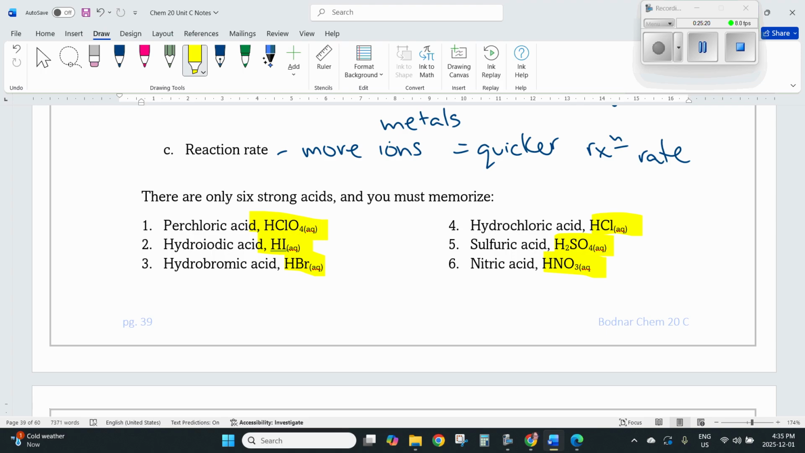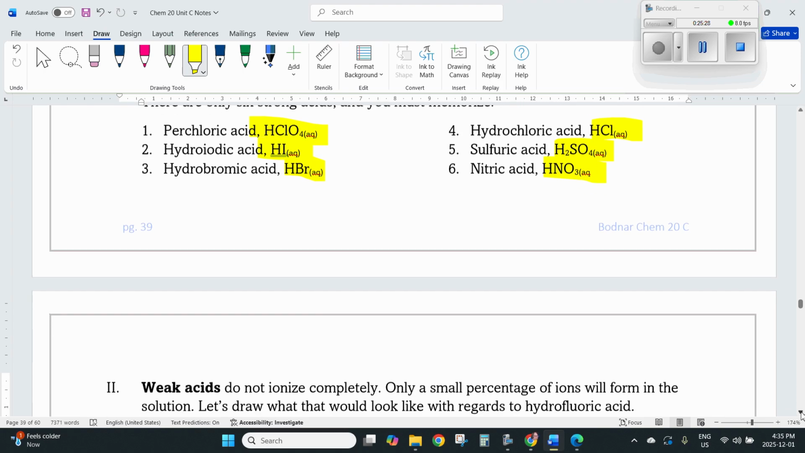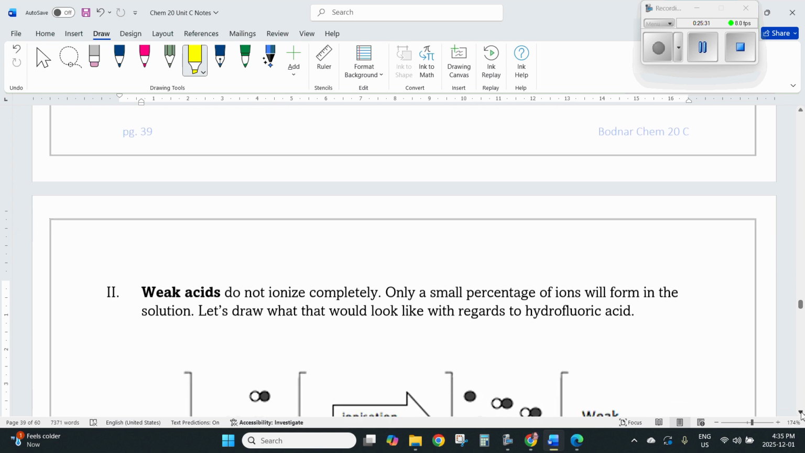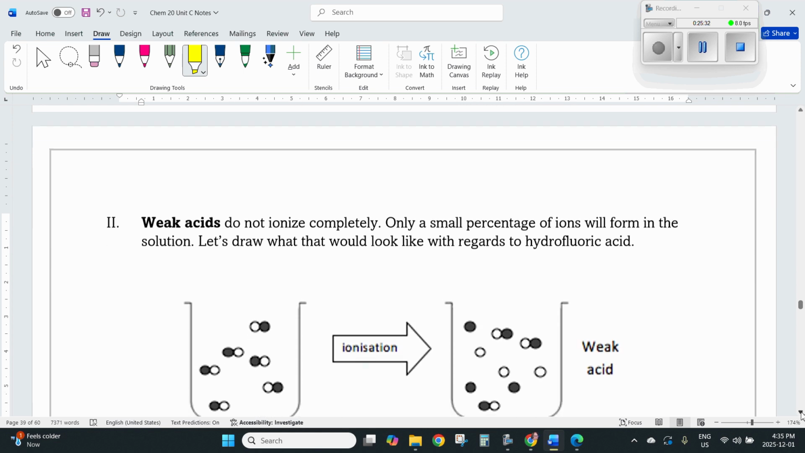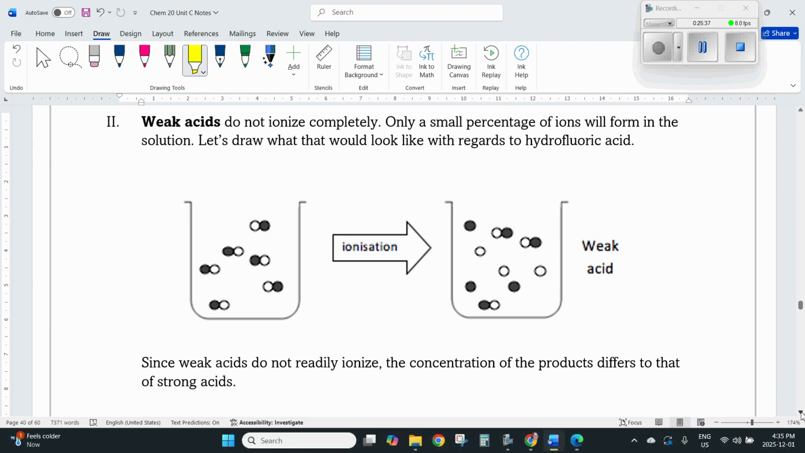Okay, our next one is weak acids. We're going to go down. So weak acids do not ionize completely. That means that they're not going to separate as well as your strong acids do. So I want to highlight this. Weak acids do not ionize completely. Only a small percentage of ions will form in the solution.